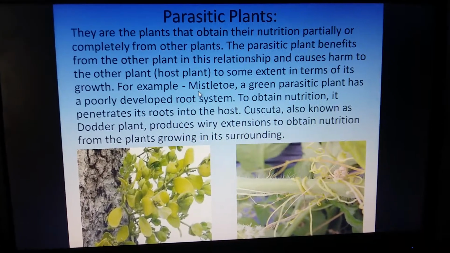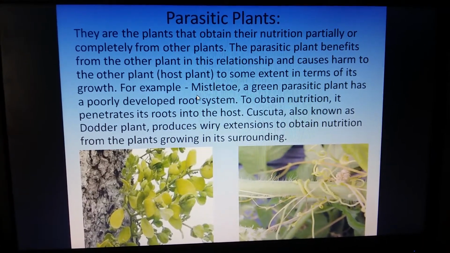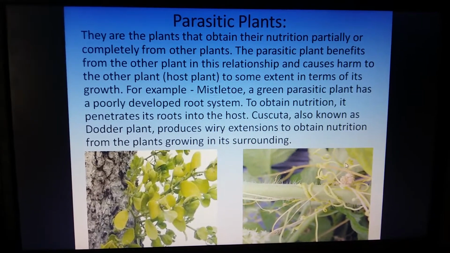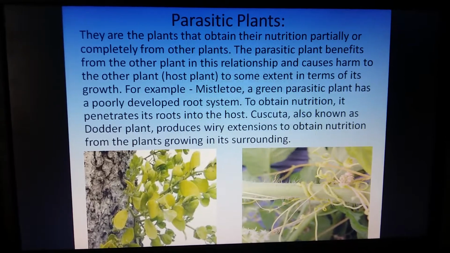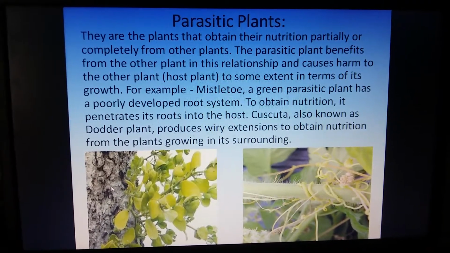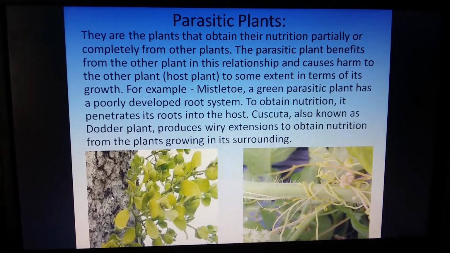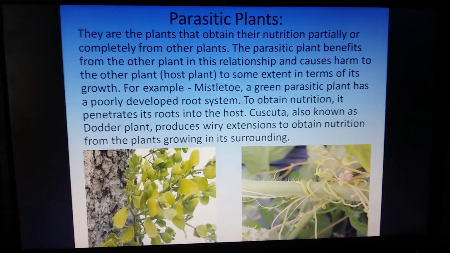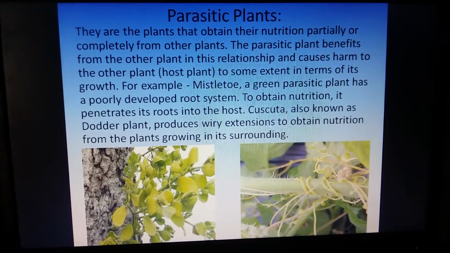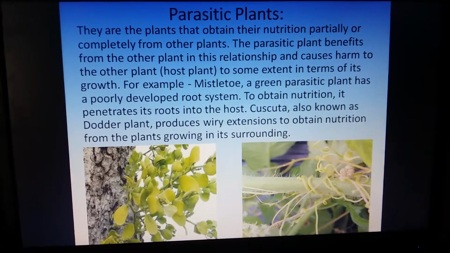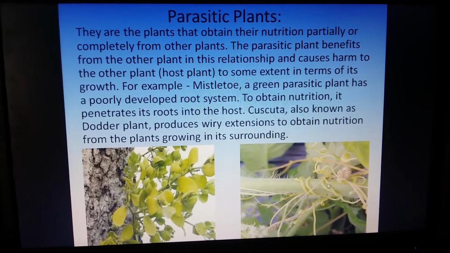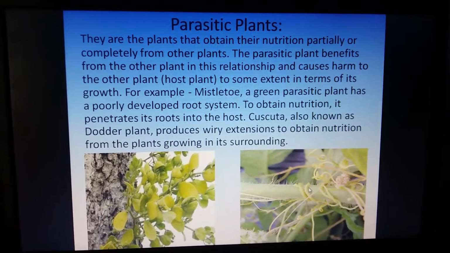For example, mistletoe is a plant, and the dodder plant, which is also known as cascuta. It has a poorly developed root, so it penetrates its root in the host plant and obtains nutrition from it. And cascuta or dodder plant has wiry extensions. It also grows around any plant which is found within its surrounding and obtains nutrition from it.